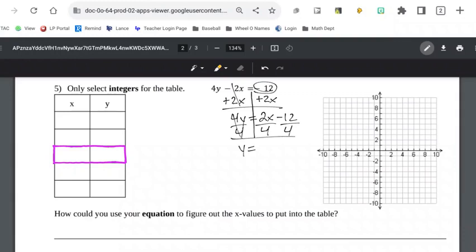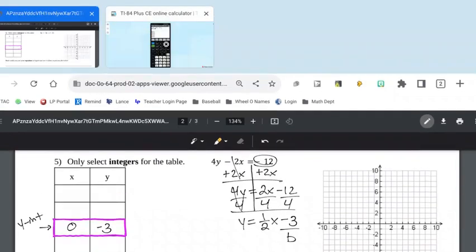And we get y equals 2 over 4, simplifies to 1/2 x, and then minus 3. So our y-intercept, I can't stress this enough, always has 0 for x, and then whatever our b is, which in this case is negative 3. Okay, let's plug this into our calculator, and then let's see what our other table values will be.